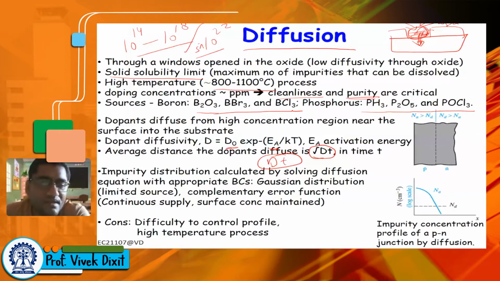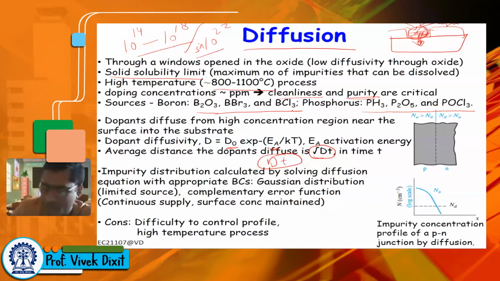So either you can have a process at high temperature and for a small amount of time, or you can have a process at low temperature for longer time, right? So these are different variations. Then of course you can use the diffusion equation to solve and obtain the concentration profile. So here I give two examples.